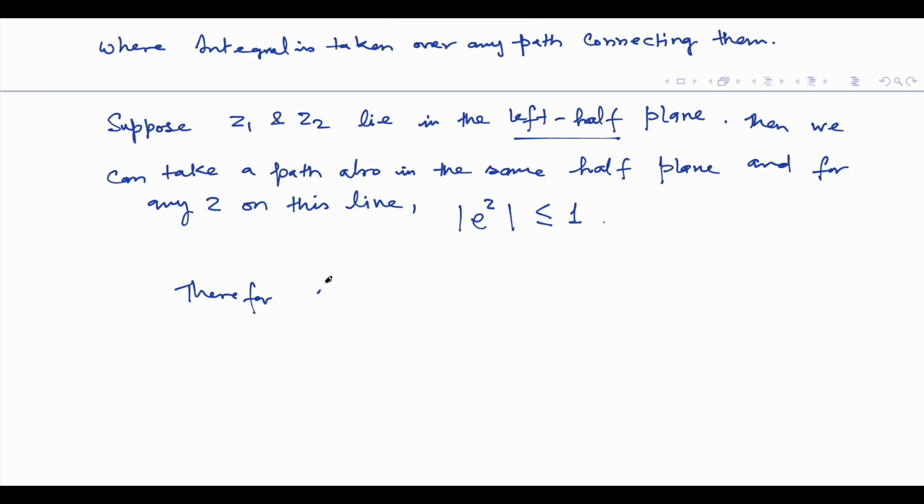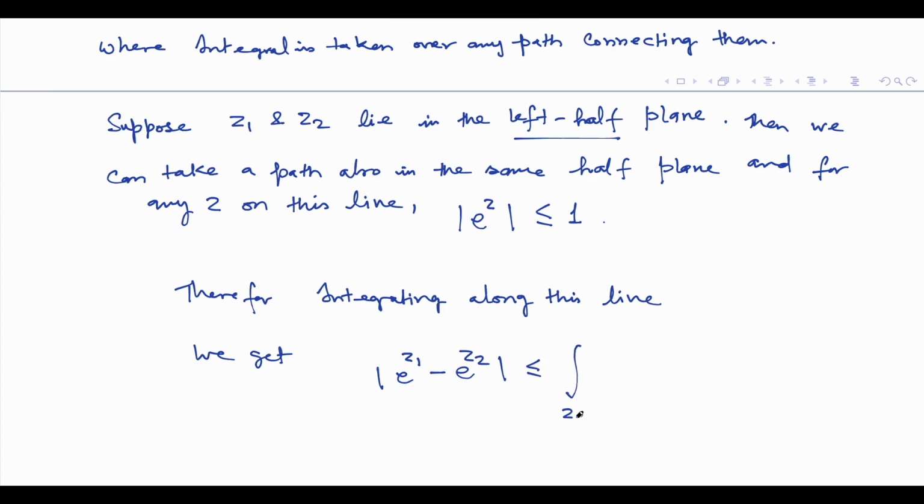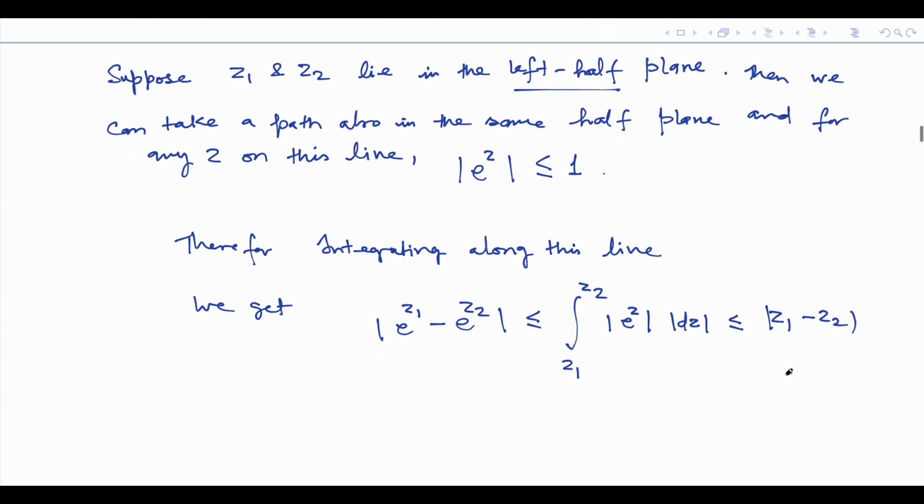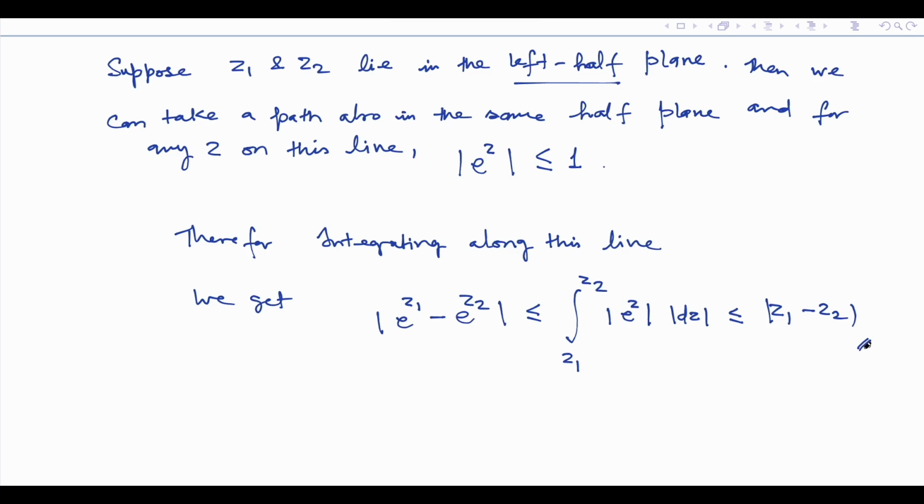Therefore, integrating along this line, we get that the modulus of e power z1 minus e power z2 is less than or equal to the integral from z1 to z2 of the modulus of e power z dz, which is less than or equal to the modulus of z1 minus z2, right? So this is the proof. Okay.